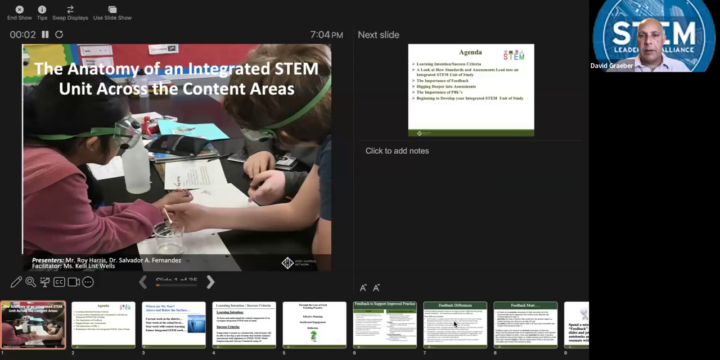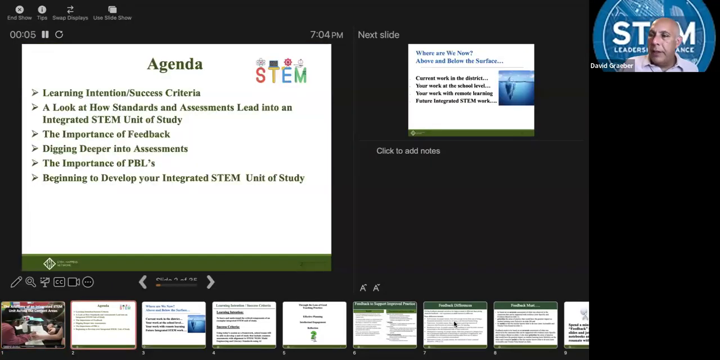Beautiful. Okay, awesome. So for the day, we're going to take a look at what our intention is, what makes us successful at the end of this session together. We're going to take a look at how standards and assessments lead into an integrated STEM unit of study. We're going to talk about the importance of feedback. I want to help realign our definition of feedback a little bit and how much broader it can even be. We're going to talk about digging deeper into assessments. We're going to talk about the importance of project-based learning and beginning to develop your integrated STEM unit of study, and nice steps and tools that'll help you launch and begin to plan together.